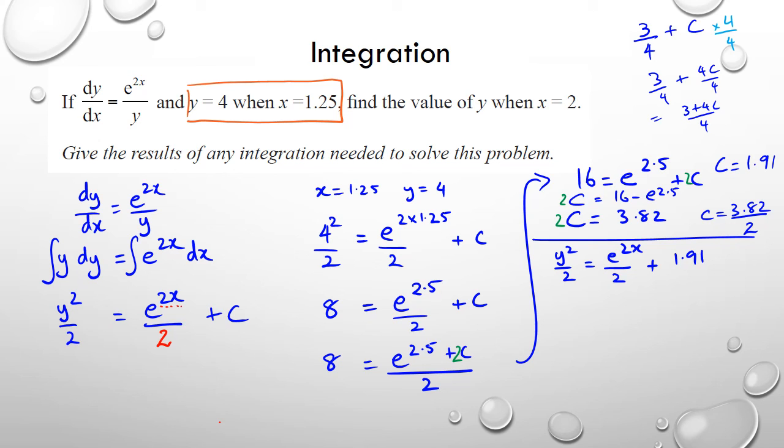Now I'm saying that x is equal to 2. What is y? So I've got y squared over 2 equals e to the power of 2 times 2 over 2 plus 1.91. And when I rearrange all of this, I should get y is equal to 7.64. Okay? Questions?